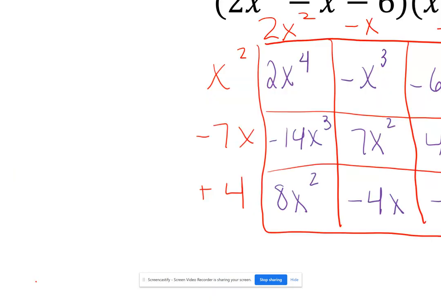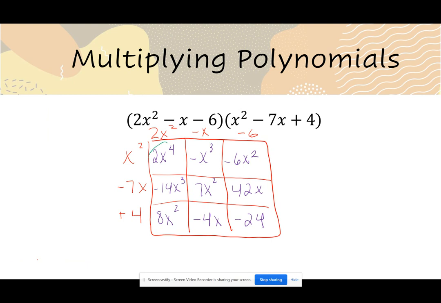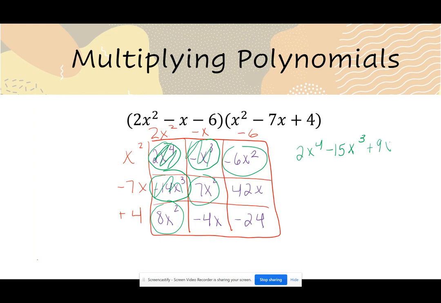Now that's a lot of numbers, so we're just going to be adding them all up, combining your like terms. So 2x to the 4th, I don't see any more x to the 4ths. That one's done. x cubed, we have negative x cubed minus 14x cubed, so negative 15x cubed. Those are done. 8x squared plus 7x squared minus 6x squared gives you plus 9x squared, and those are done. Negative 4x plus 42x gives you plus 38x, and minus your 24. So this would be your whole answer.